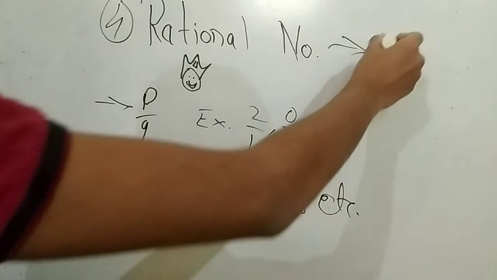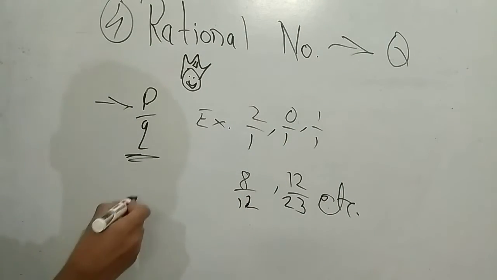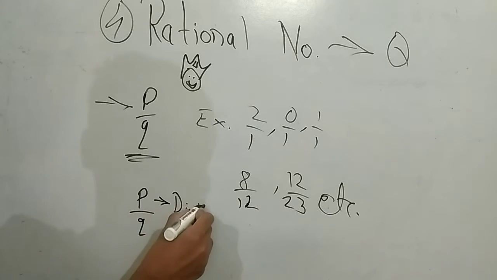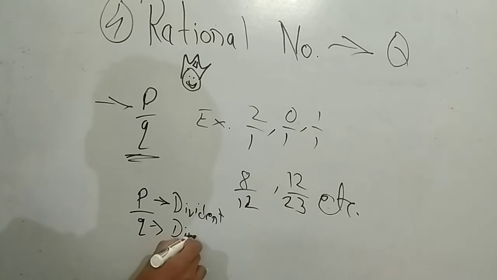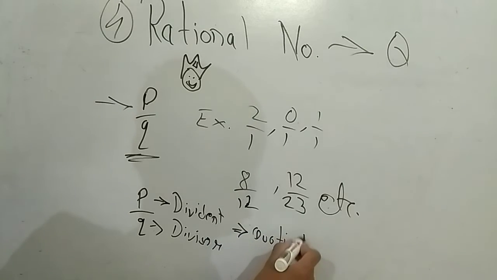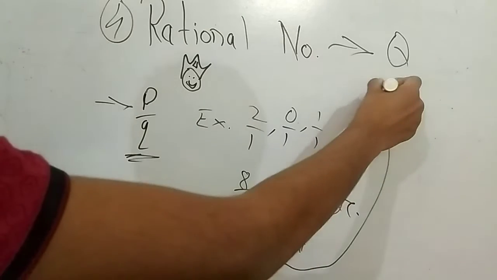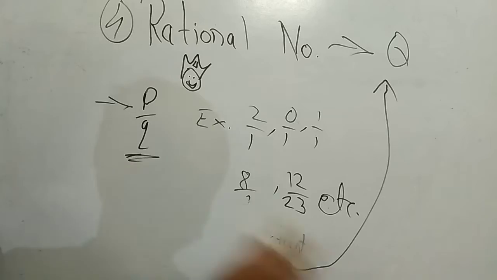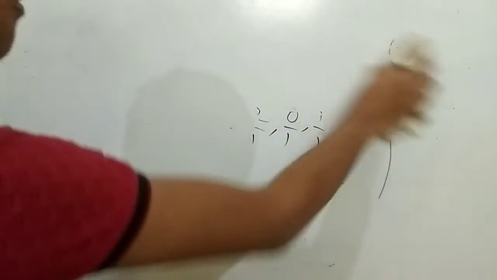Any number which can be written in the form of p by q, meaning any number upon something, is a rational number. It is denoted by Q. Now you might ask why Q? Then notice p is the dividend and q is the divisor. If we divide them, then we will get the quotient, and the quotient's first letter is Q. Therefore, we get Q as the sign of rational numbers.